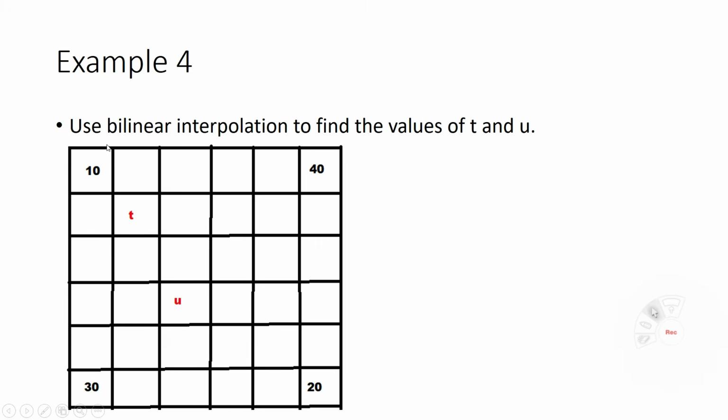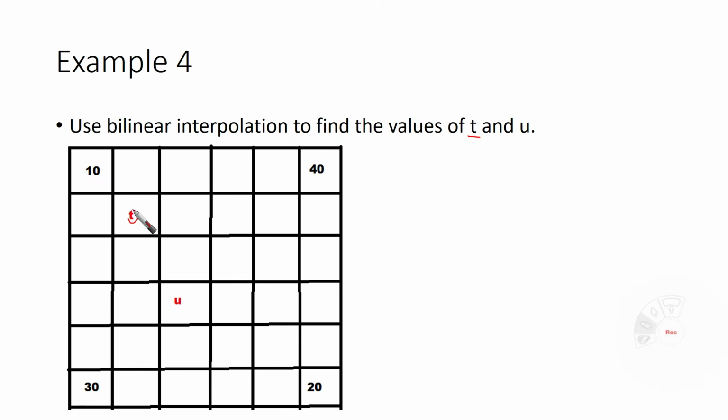Our next problem is: use bilinear interpolations to find the values of t and u. Bilinear interpolations. Okay, and you remember the bilinear interpolation is where we use interpolations in both the x-axis and the y-axis. So simple. Let's say first we want to find the values of t. So how do we find the values of t?